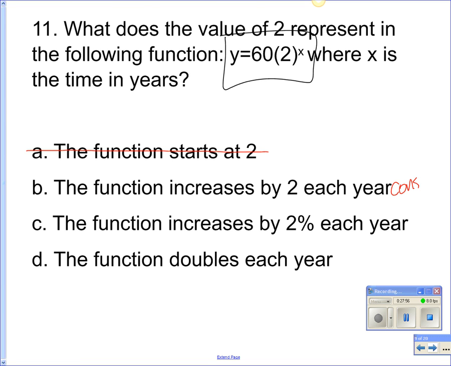Constant. Guys, is this constant or exponential? Which one is it? What kind of rule is this? Exponential or linear? Exponential, so it can't be B. Chuck, C, the function increases by 2% each year. What do you think? What would you have to do with 2%? Did they do that? Nope. The function doubles each year. What does doubles mean? Times 2. What does the 2 in parentheses mean? Multiply by 2. Do those match? Yes. So the answer is D. Okay. All right.